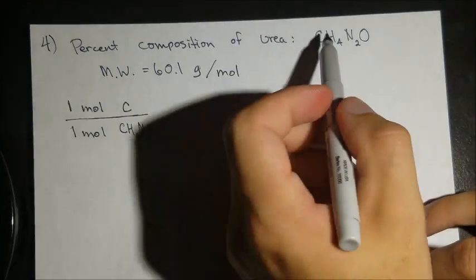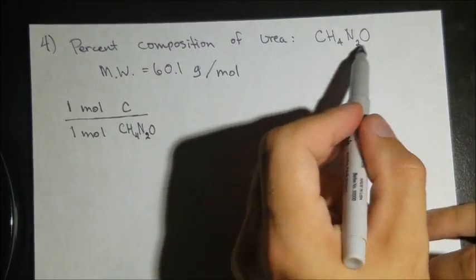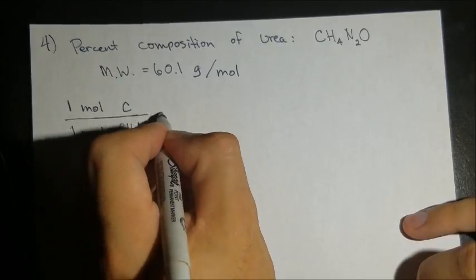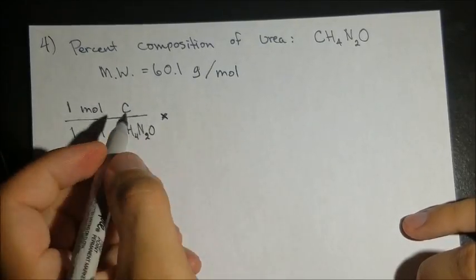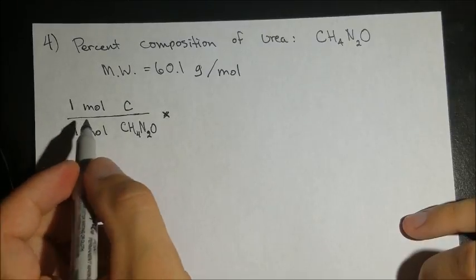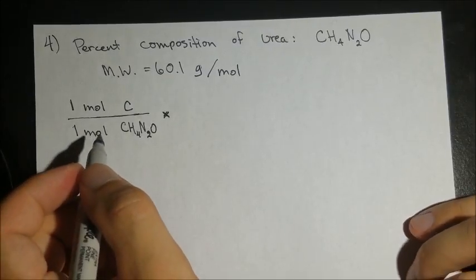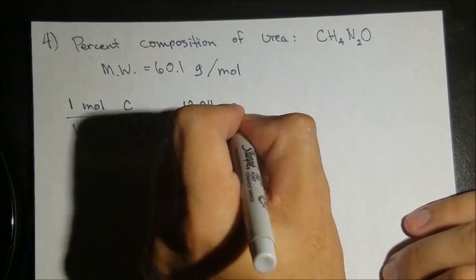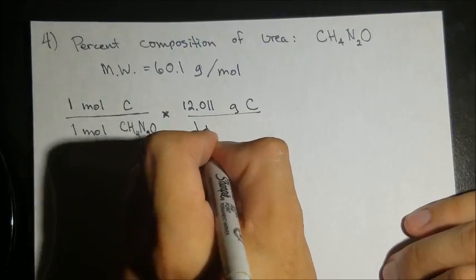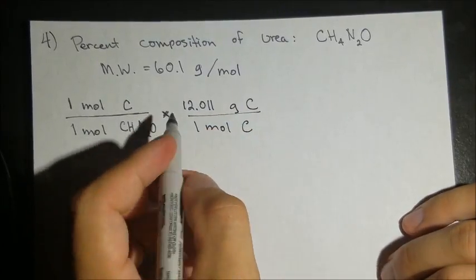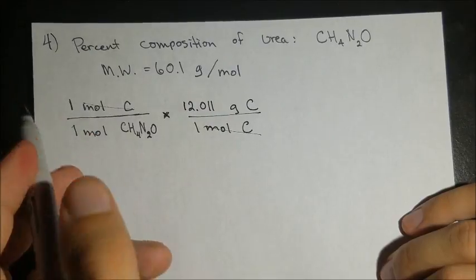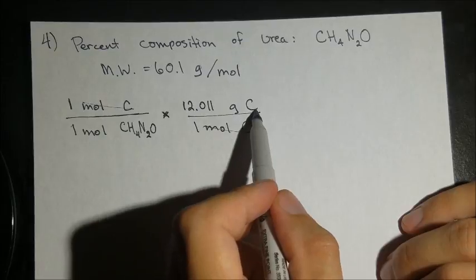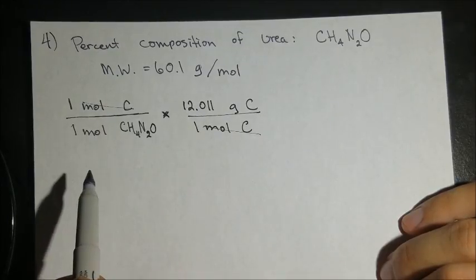And how do we know that? We know that by looking at here. For every 1 mole of this molecule, there's only going to be 1 mole of carbon. Okay, and how much does a mole of carbon weigh? Well, we get that just from the periodic table. It weighs 12.011 grams. So our moles of carbon cancel, and here what we're left with is 12.011 grams of carbon in a mole of urea.